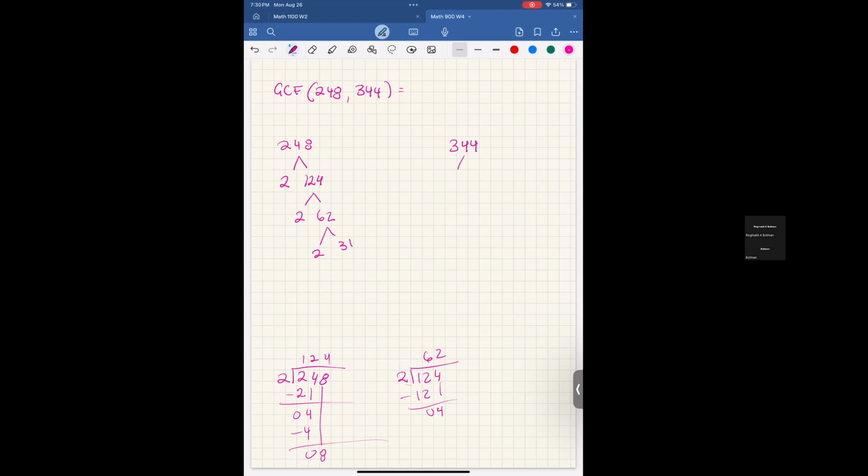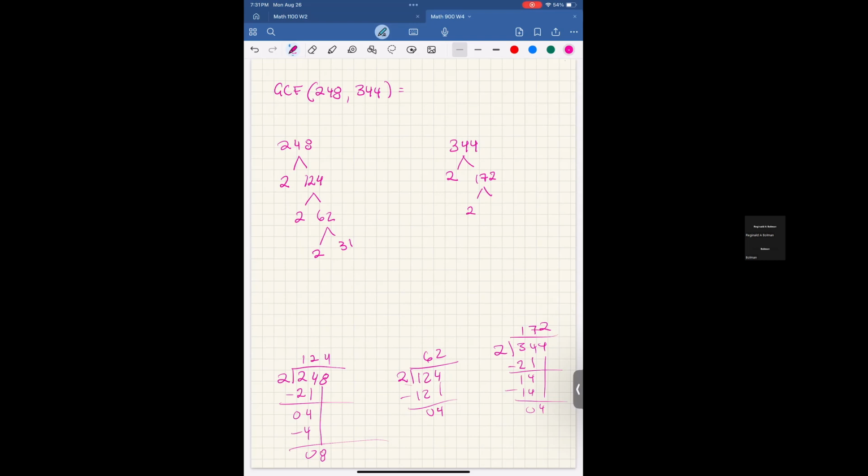Now we will start on 344. And since 344 is even, we'll go ahead and divide 2 into 344 to see what the other factor happens to be. So 2 goes 1 time into 3, we'll subtract, drop our 4 down, 2 into 14 goes 7 times. Drop our 4 down, 2 into 4 goes 2 times, and we find that 172 times 2 gives you 344.